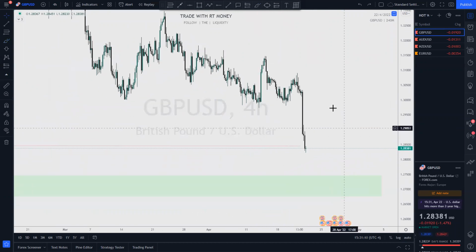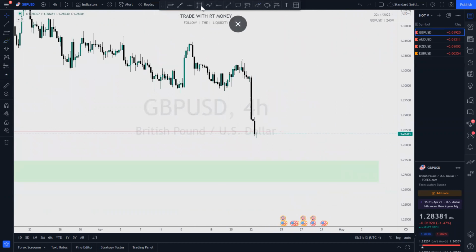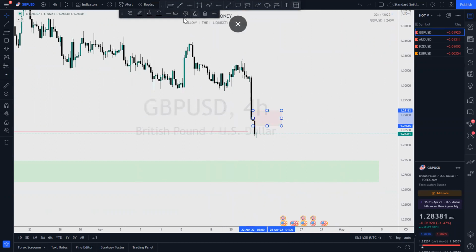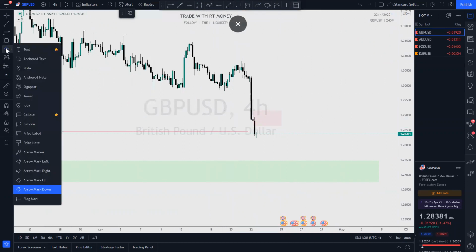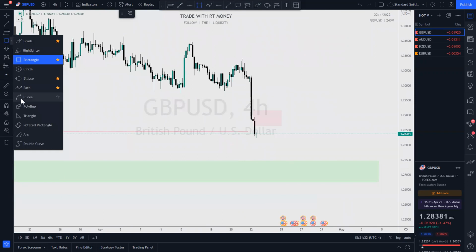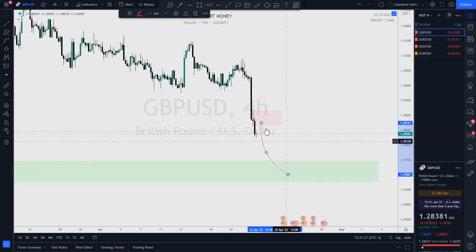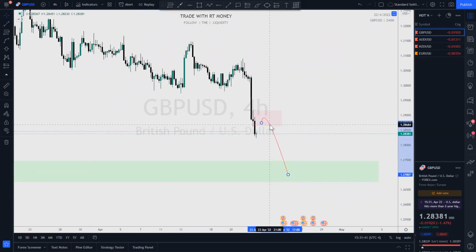All right, I like this area here. This is in the case of a pullback. I like this area here for a possible area to pull back to. And if price decides it wants to take that pullback here, this is where I think it will come to.